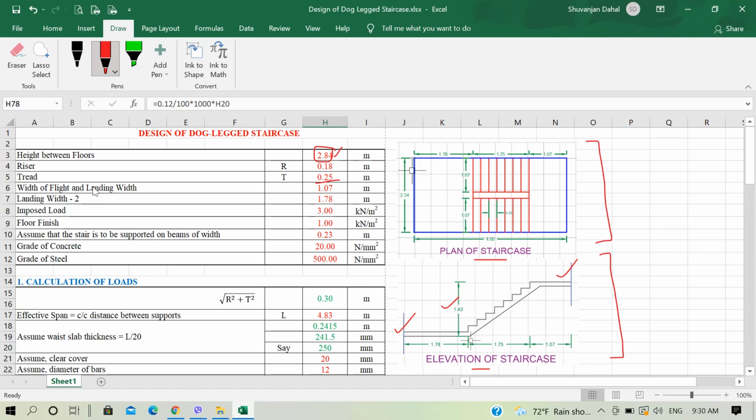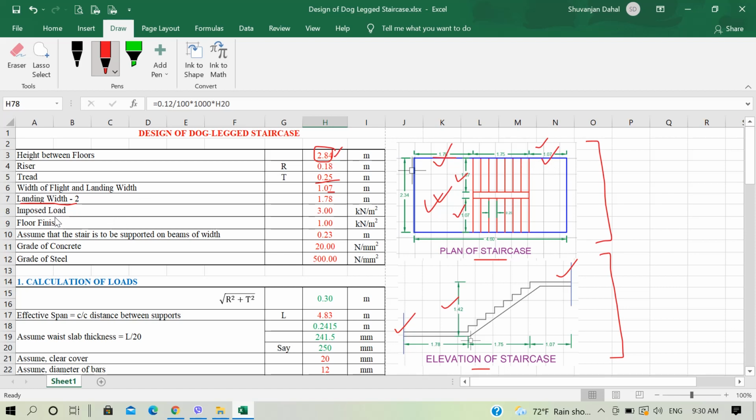Our width of flight and landing width, that is the width of our stairs, is 1.07 meter. You can see here, this is the width of our staircase, and also our landing width, that is the width of our mid landing slab, is also 1.07 meter. And I have written here landing width 2. Landing width 2 means the starting landing slab, that is here. For this landing slab, our width is 1.78 meter. So we have different widths for these two landing slabs. One is 1.78 meter and another is 1.07 meter.